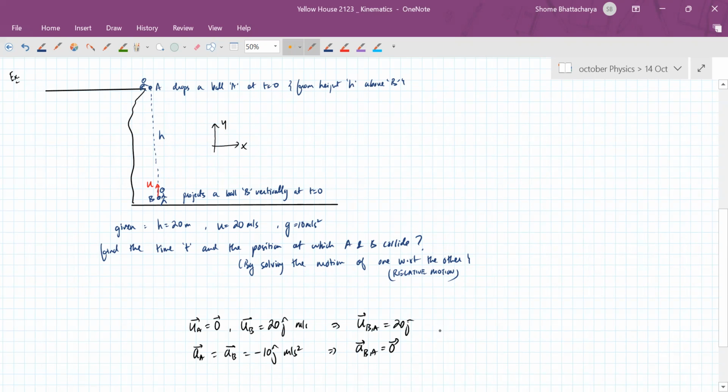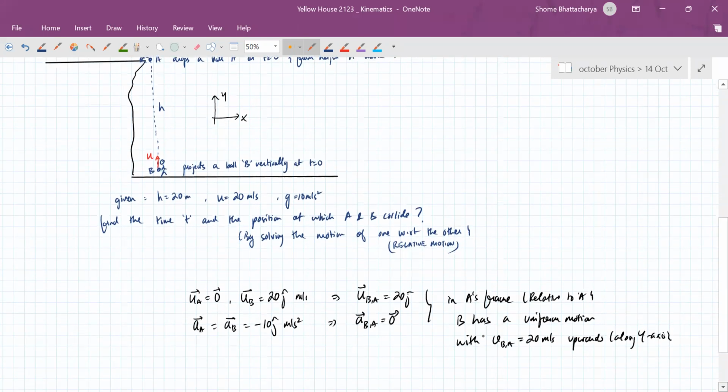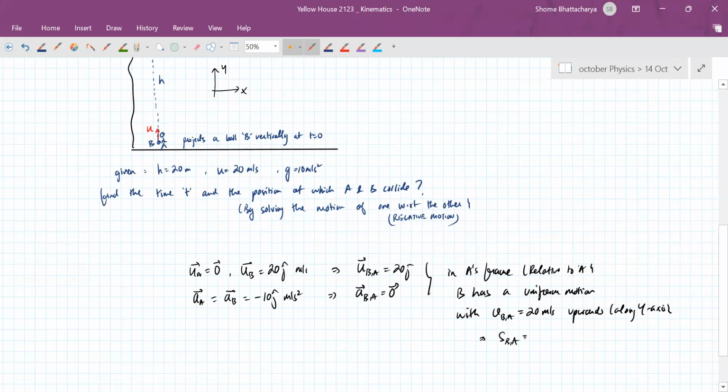So that means in A's frame, or we can say relative to A, B has a uniform motion with relative velocity of 20 meters per second upwards along y-axis. So that means B's displacement with respect to A is 20t upwards.